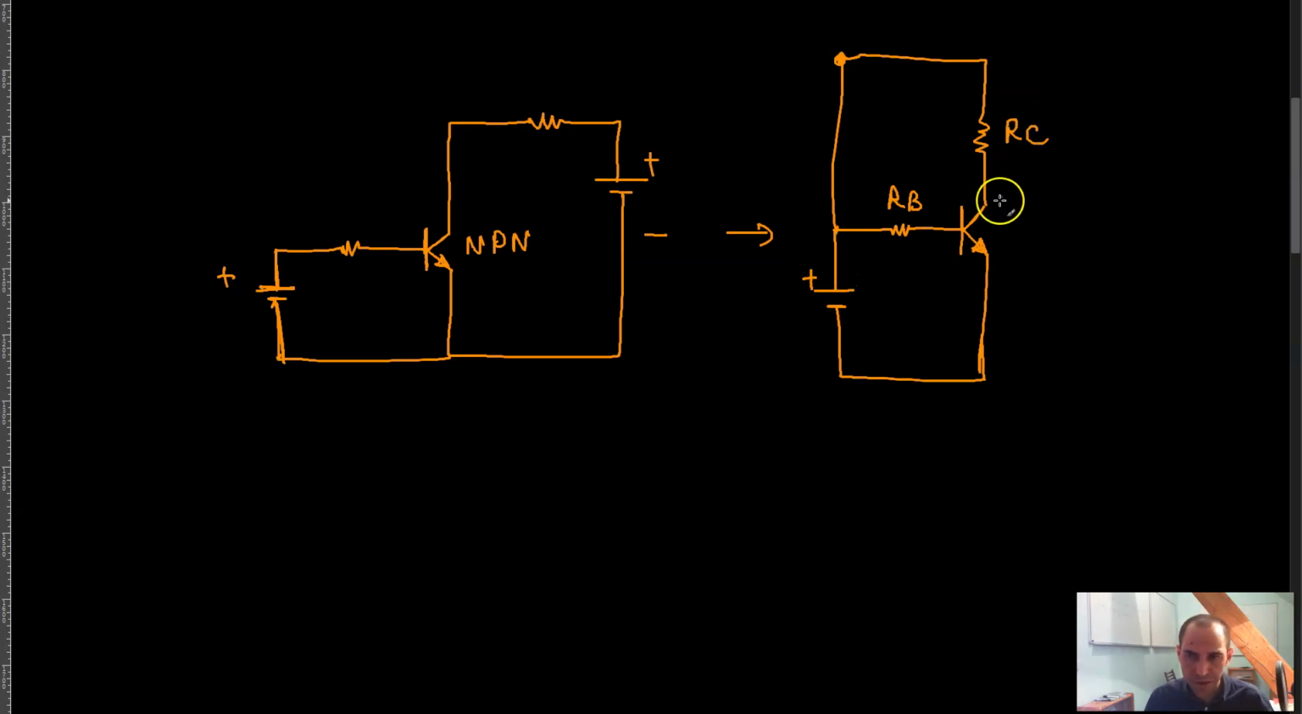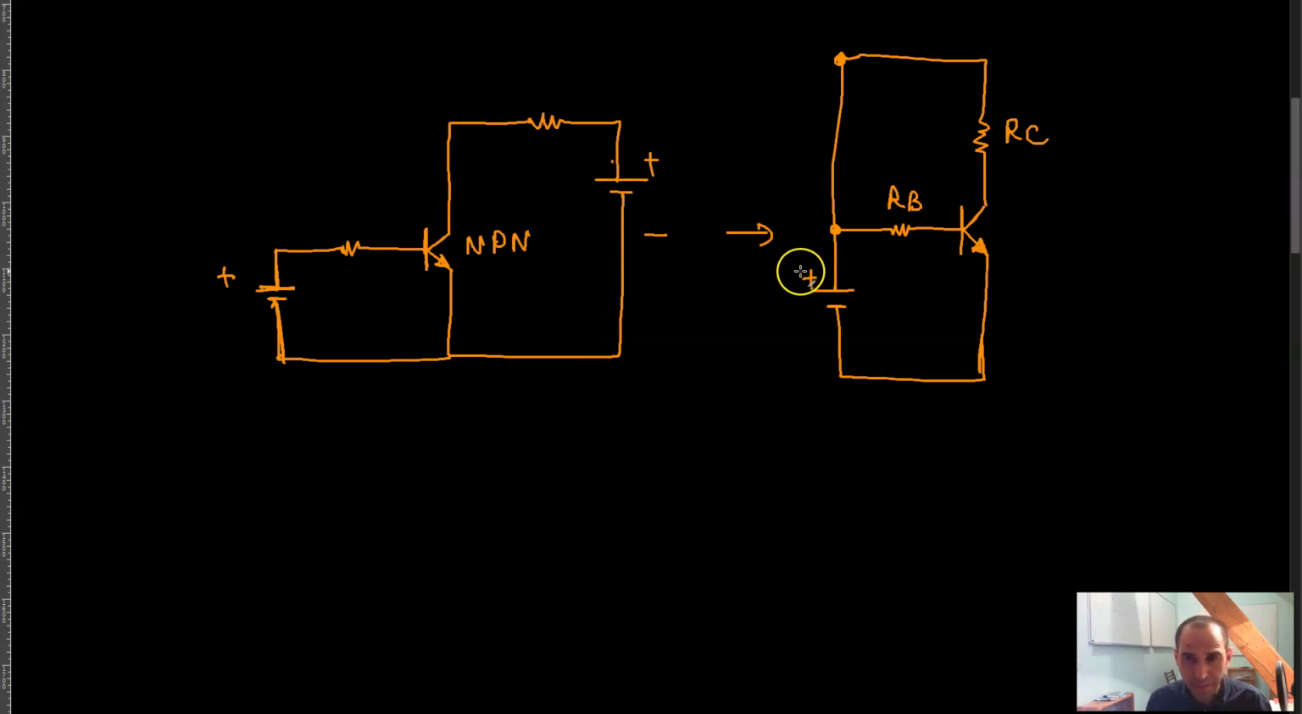And as you can see, your collector is now connected to positive, which is the case here, through this resistor, and then your emitter is connected to negative, which is again the case here, and then your base is connected to positive, which is again the case here. So everything works out fine. You don't really need two different power supplies for the same transistor. One is enough, right?